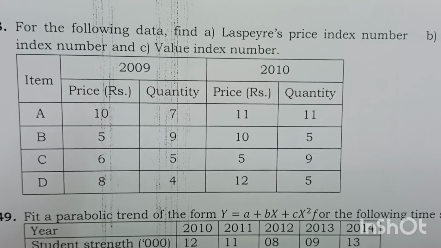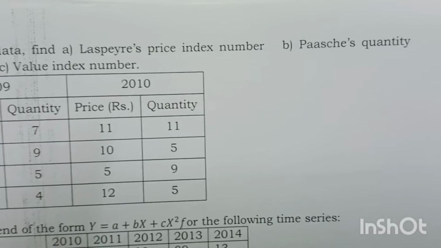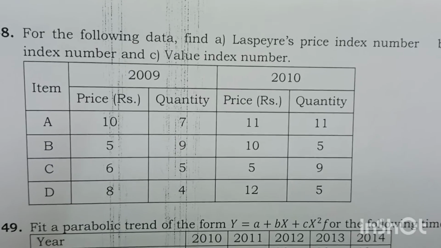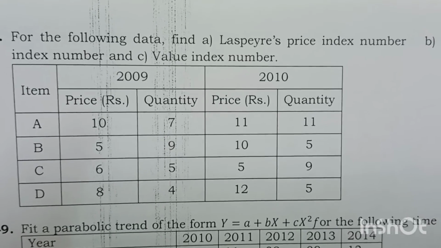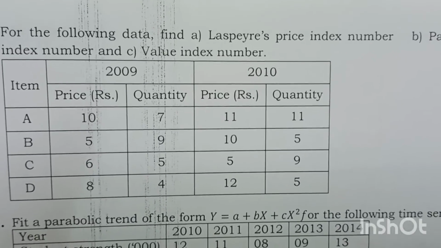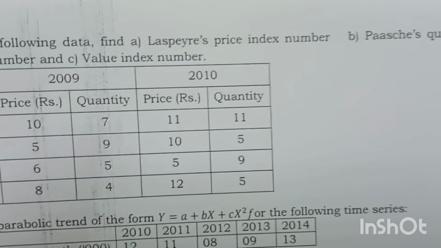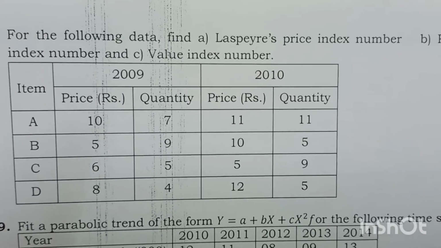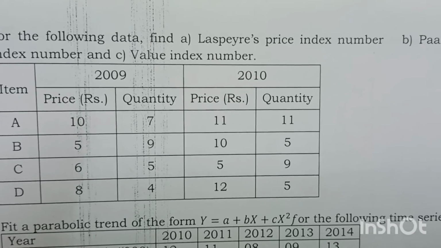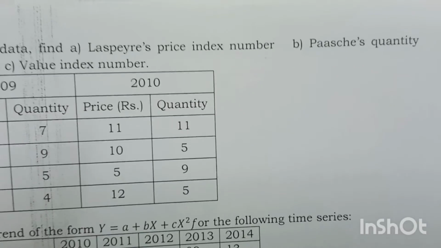Here in this question, they have asked only 3 index numbers: Laspeyre's price index number, Paasche's quantity index number, and value index number. But I will explain all the different price index numbers, how to calculate them, and Paasche's quantity index number, at the end of the solutions. Once you know how to calculate all the price index numbers, you can easily write the formula for quantity index numbers and calculate.